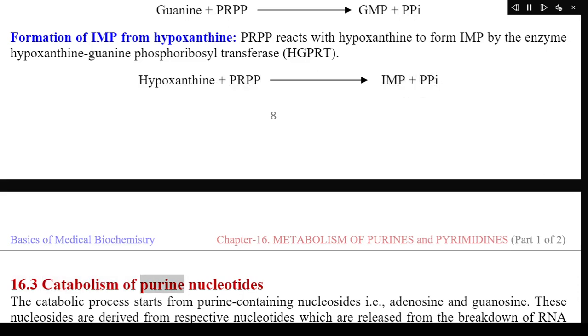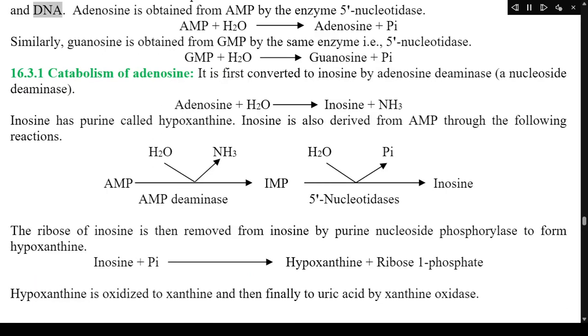16.3 Catabolism of purine nucleotides. The catabolic process starts from purine-containing nucleosides, i.e., adenosine and guanosine. These nucleosides are derived from respective nucleotides which are released from the breakdown of RNA and DNA. Adenosine is obtained from AMP by the enzyme 5-nucleotidase.